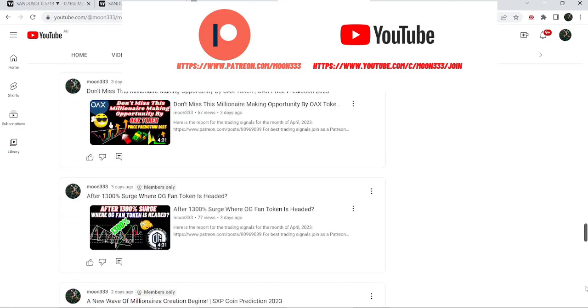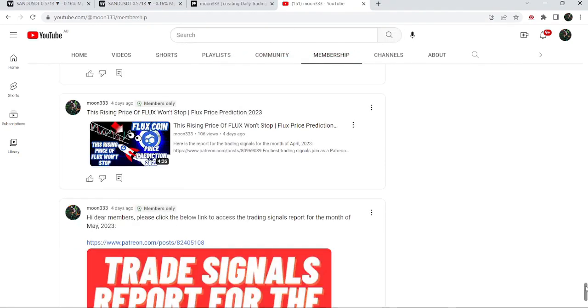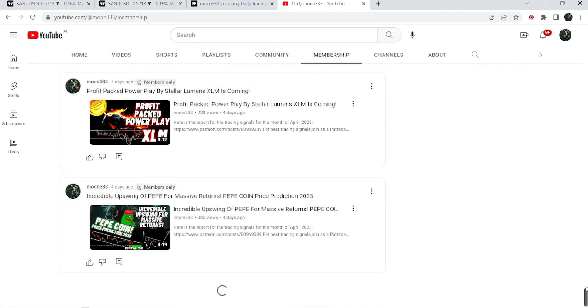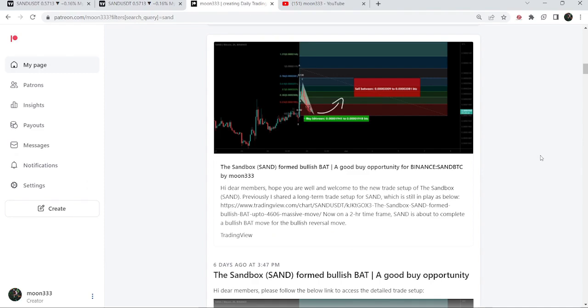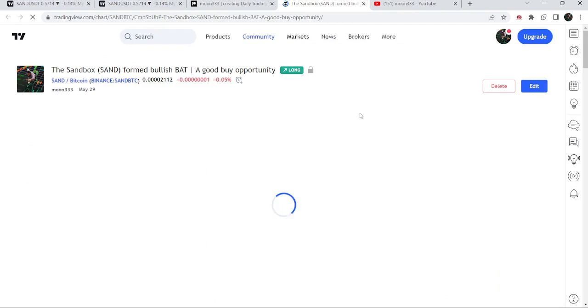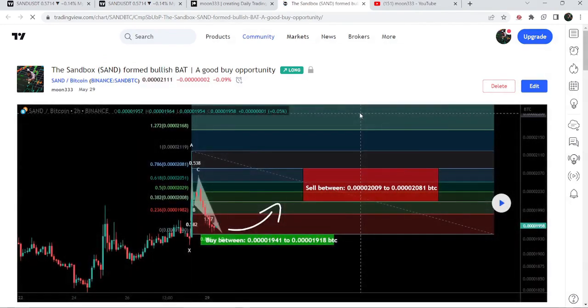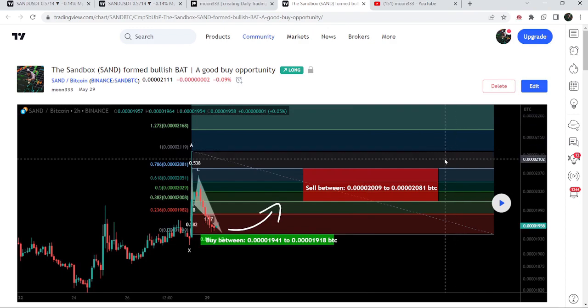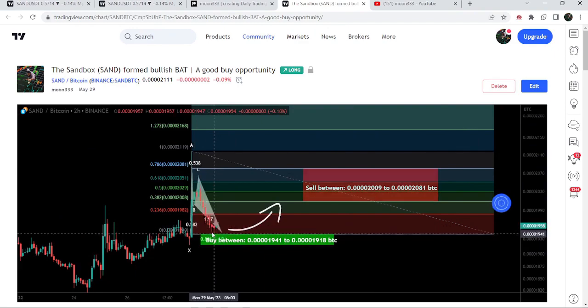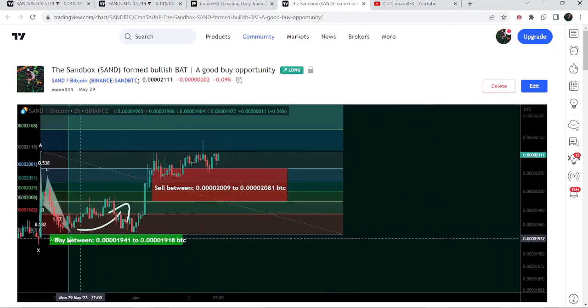First of all, let me begin with my most recent trade signal for the Sandbox that I shared a few days back. Almost 6 days ago, I shared this idea. That was an expected harmonic bullish reversal bat move that the Sandbox was completing on a 2-hour time frame chart with Bitcoin pair, by the way. And if I play this chart, then you can see that it was very close to complete this final leg, but before the completion of this leg, it was not able to enter this buying zone, and we had a very nice rally, by the way.